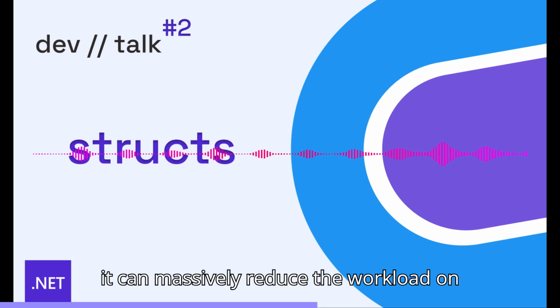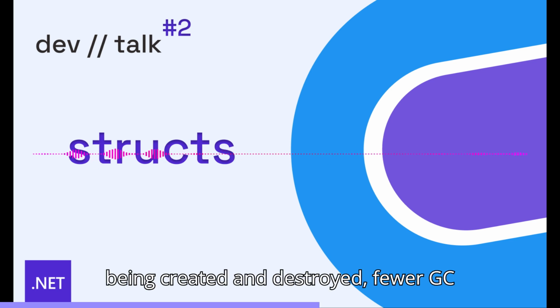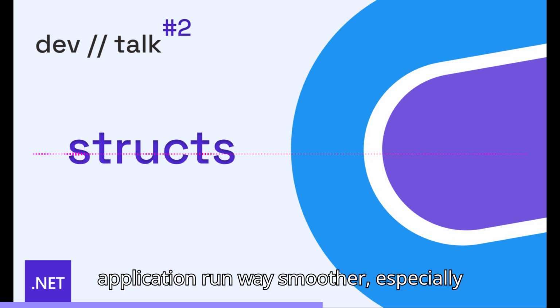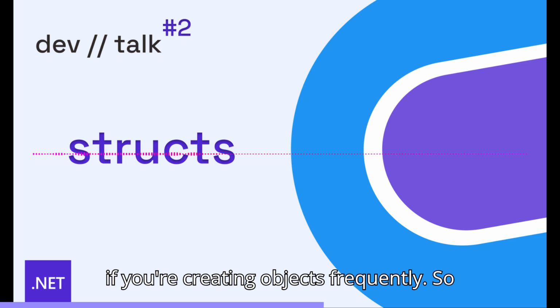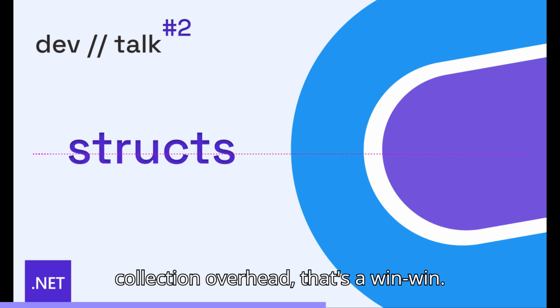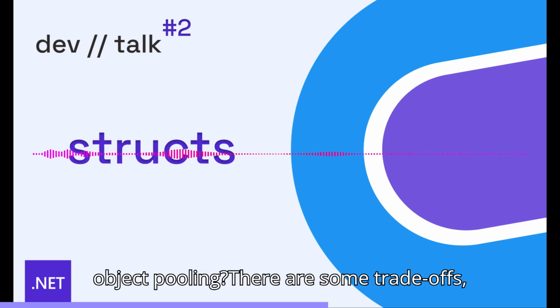Well, first off, it can massively reduce the workload on the garbage collector. Fewer objects being created and destroyed, fewer GC cycles, shorter pauses. It can make your application run way smoother, especially if you're creating objects frequently. So smoother performance, less garbage collection overhead. That's a win-win. But are there any downsides to using object pooling?